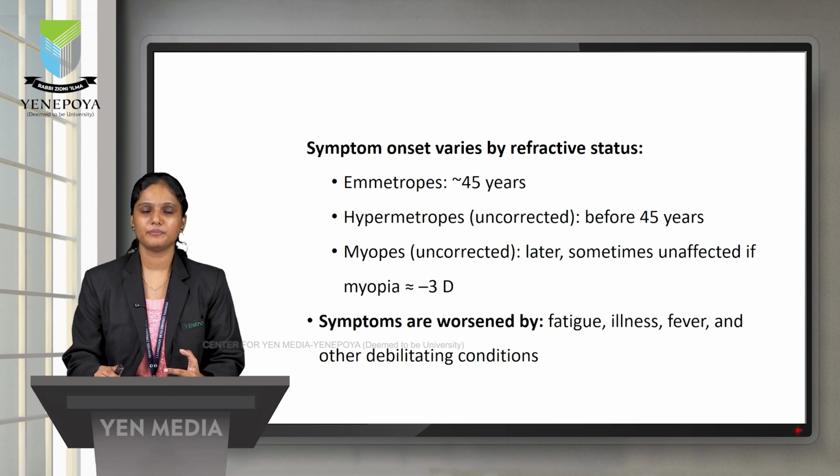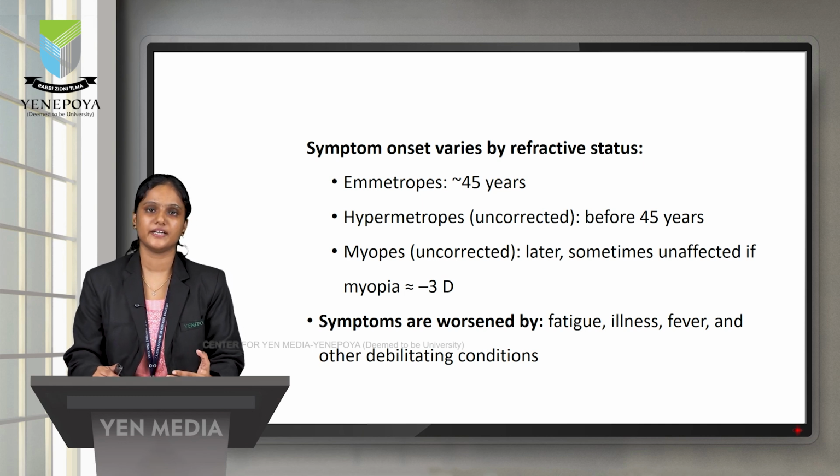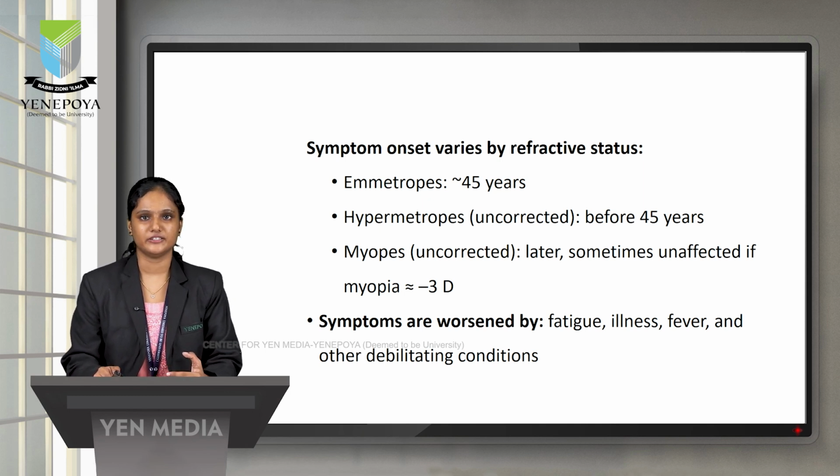So for an emmetropic patient, the symptoms will start approximately around the age of 45 years, and for a hypermetrope, if it is uncorrected, the symptoms will show before the age of 45 years. For myopes, the symptoms are shown a little later, sometimes not at all if the myopia is greater than -3 diopters. These symptoms are also worsened by fatigue, illness, fever and other debilitating conditions.